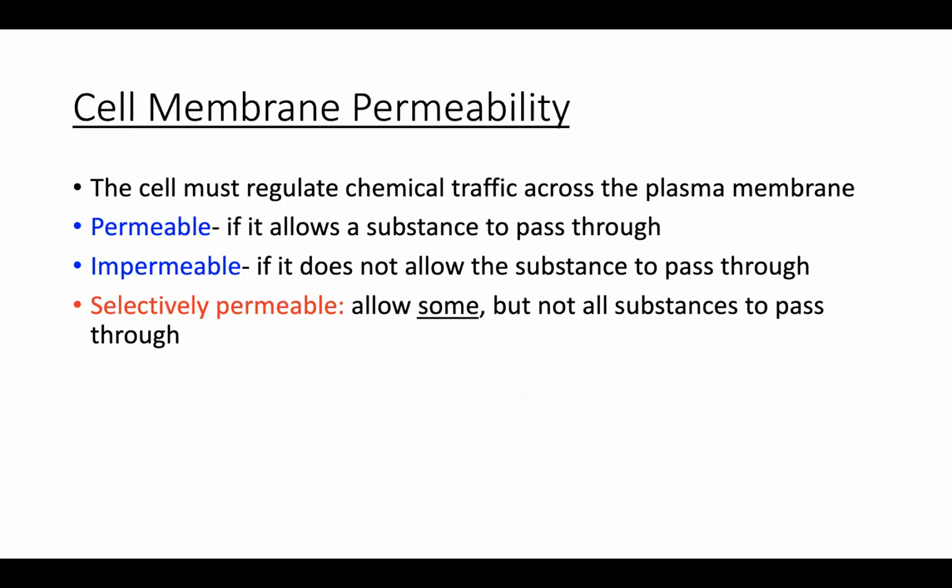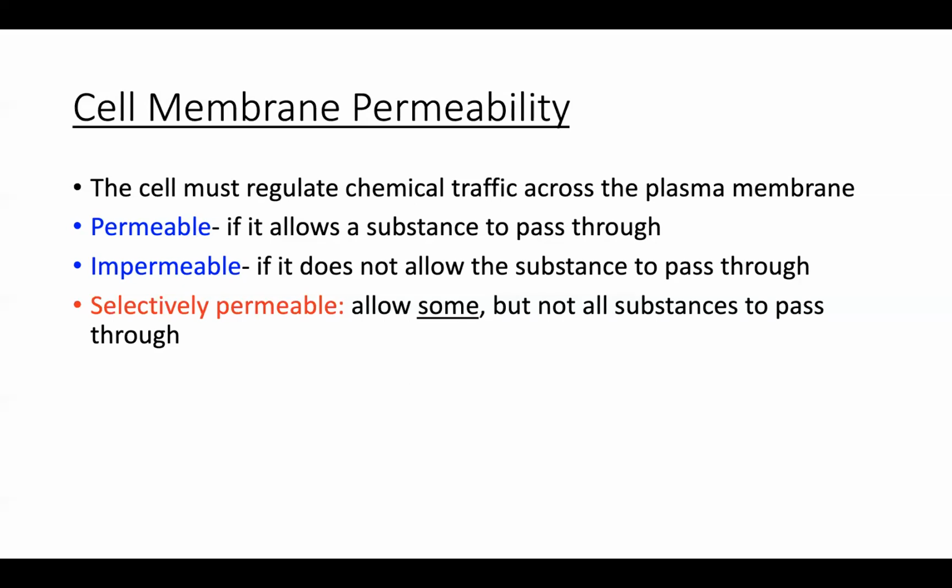And so then that leads us to this conversation about permeability, right? I mentioned earlier that the cell membrane is not a static structure where it's just there and it's solid and nothing can permeate it, okay? Cell membrane permeability refers to this idea that things may or may not be able to pass across the plasma membrane. Okay, and so in an attempt to maintain homeostasis, the cell must regulate chemical traffic across that plasma membrane.